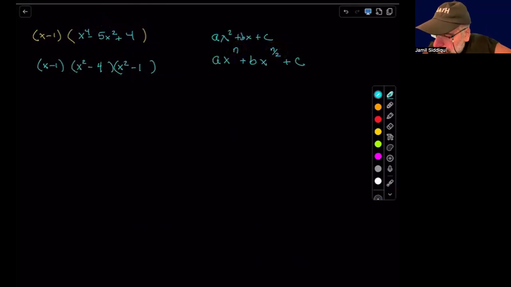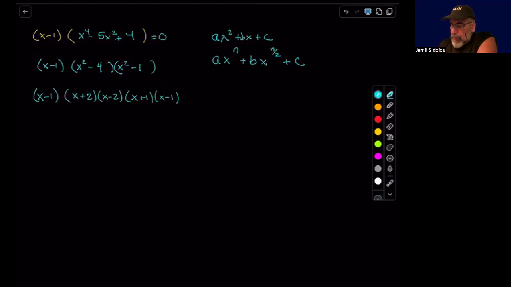We're not done. We've got more quadratics here, and these are factorable quadratics. So what's going to happen? X minus 1 stays. X squared minus 4 is the difference of squares. X plus 2, x minus 2. And last but not least, we've got x plus 1 and x minus 1. We've got a degree 5. We have 5 different factors, which means we're going to have 5 solutions.